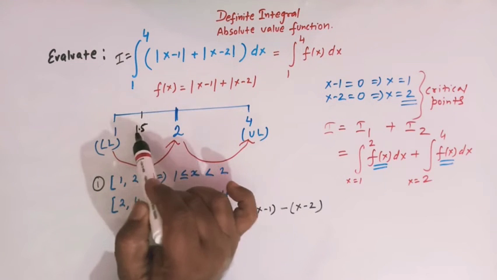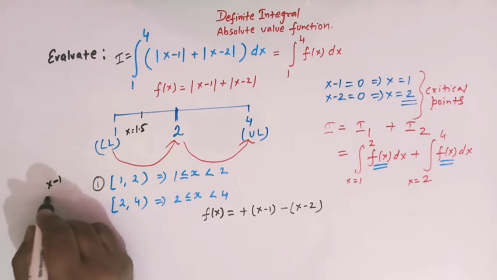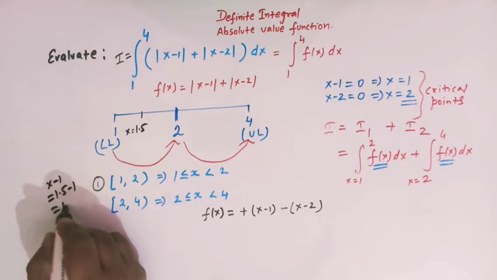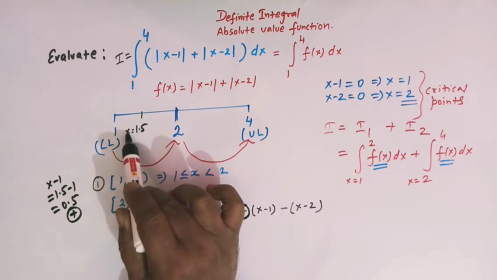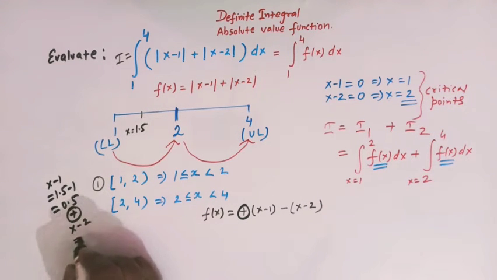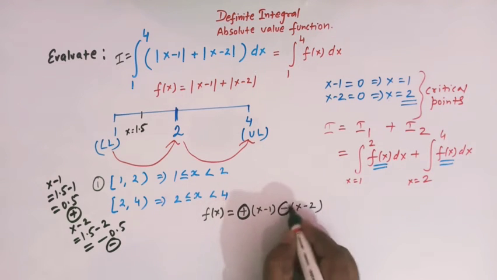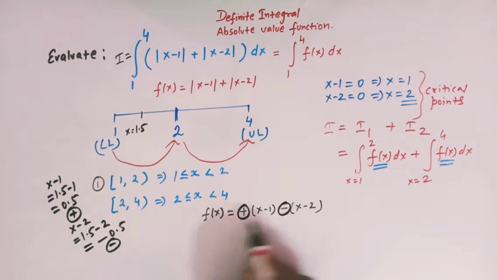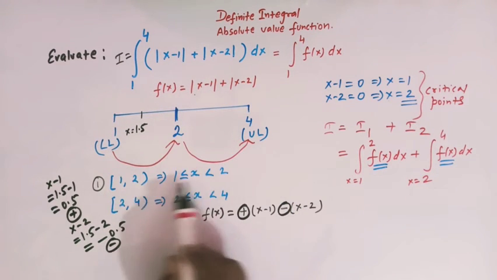So when we take x is equal to 1.5, then x minus 1 is equal to 1.5 minus 1, that is 0.5, which is a positive number. So here we have positive, right? And when we take x is equal to 1.5 here, that is x minus 2, then we have 1.5 minus 2, that is minus 0.5. So this is negative, right? So here we have negative, right? So this is how we decide the sign of these two mod functions in the given interval, right?